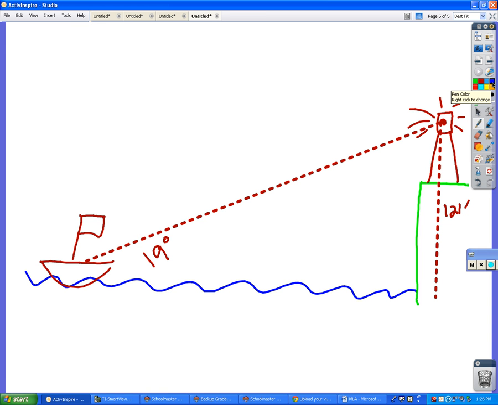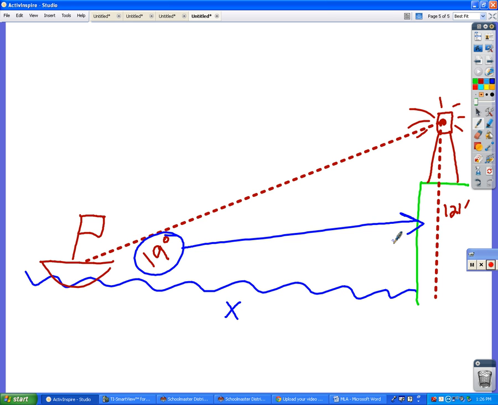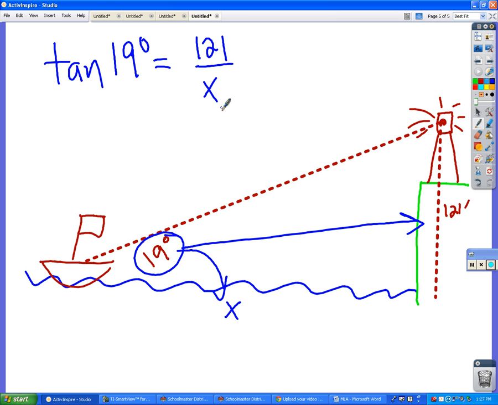Okay, well first, before you get ahead of yourself, let's figure out what trigonometric ratio you're going to use to figure this out. This angle right here, you know the opposite side, right? And you want to find the adjacent, so you would use tangent. So we're going to use the tangent ratio. So we know that the tangent of 19 degrees equals the opposite side, which is 121, over x.